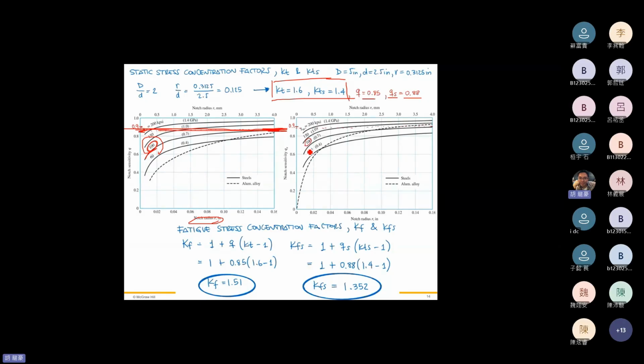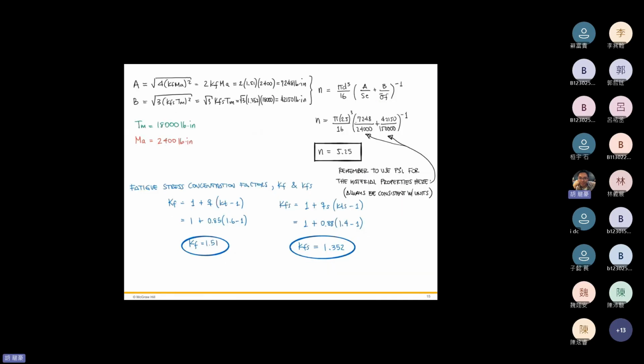Similarly, we get this curve. We use this curve and figure out the QS. So now we have the KT and the KTS, Q and the QS. Then we can use these parameters to solve the fatigue stress concentration factors KFS and KF. KF equals 1 plus Q times KT minus 1, which equals 1.51, and the KFS equals 1.352.